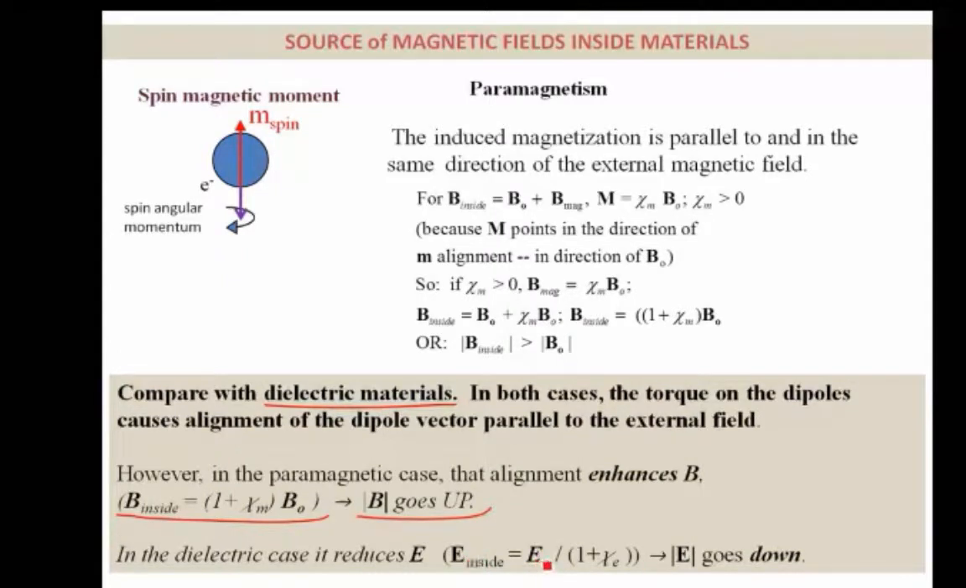The way that comes out in terms of equations is that the E field is the applied field divided by 1 plus chi sub E. So as a result, for basically all dielectrics, this is positive, and so you end up with E going down. So we have this difference in behavior between dielectrics and magnetic materials.